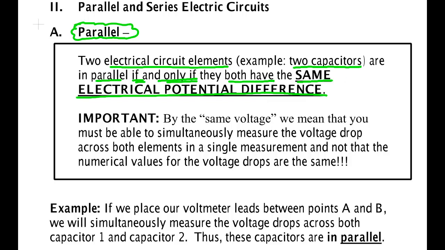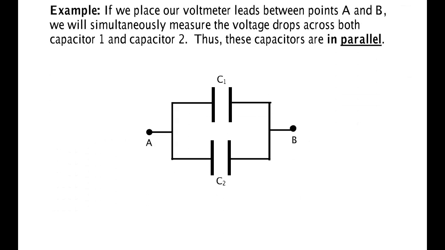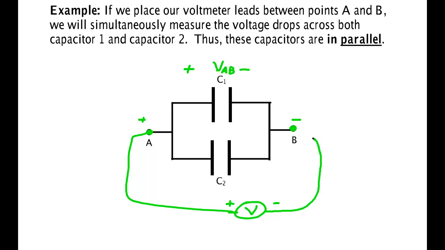Let me show you an example of this. If we place our voltmeter leads between points A and B on this circuit, this point here A and this point B, we simultaneously measure the drop of the voltage across capacitor 1. This is VAB. Let's now put the plus lead on this side and the minus lead of my voltmeter there, and connect it right there.